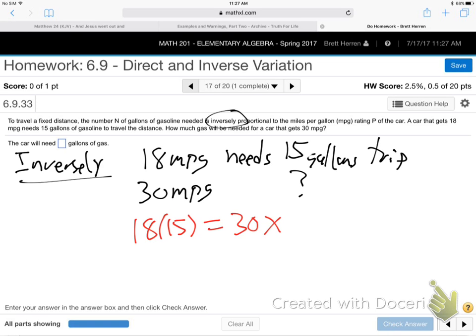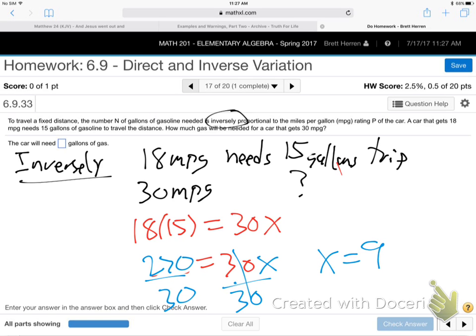All right, so if you multiply those, what is 18 times 15? 540. Is that what it is? Okay. 540, thank you. And then last step to solve for x. Oh, no, that's 270. Okay. 270 divided by 30, so is it 9? 9 gallons of gas. Less gas. Makes sense. Better gas mileage.